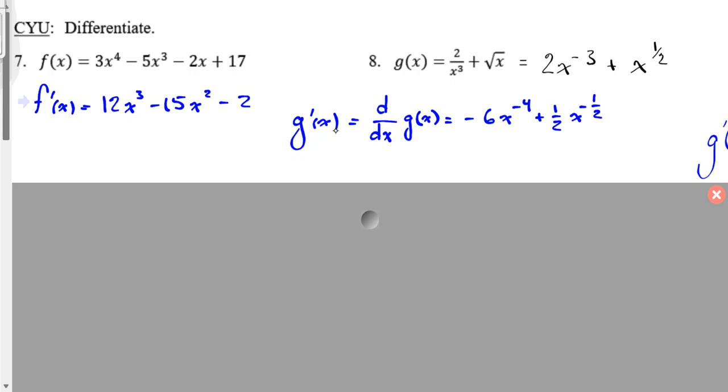Oh yeah, so in this question, because we don't have any y's, then I don't write it as dy dx because this wasn't a y equals 2 over x cubed, it was g of x. So I need to use the notation that I was already given. Yes?